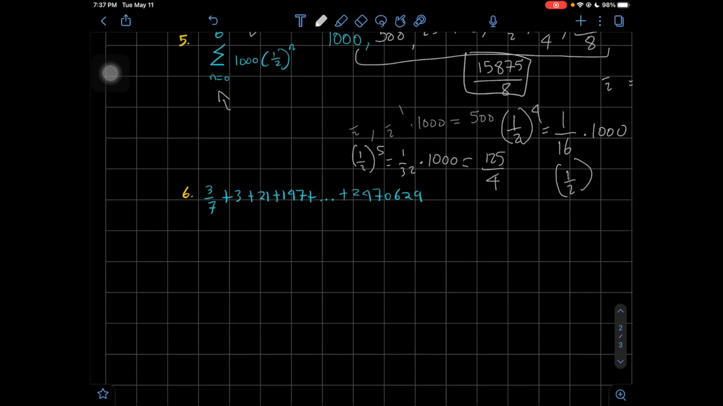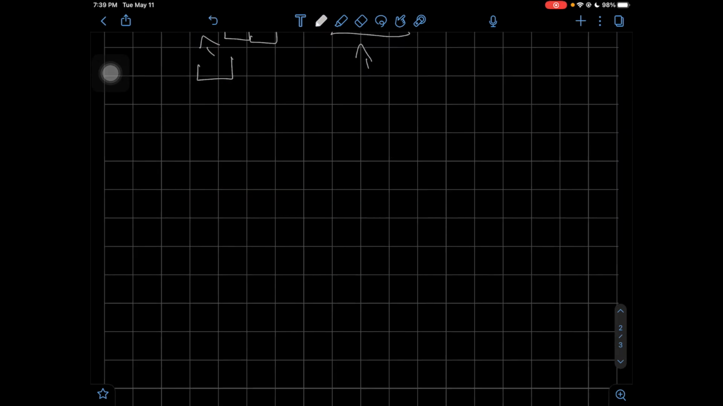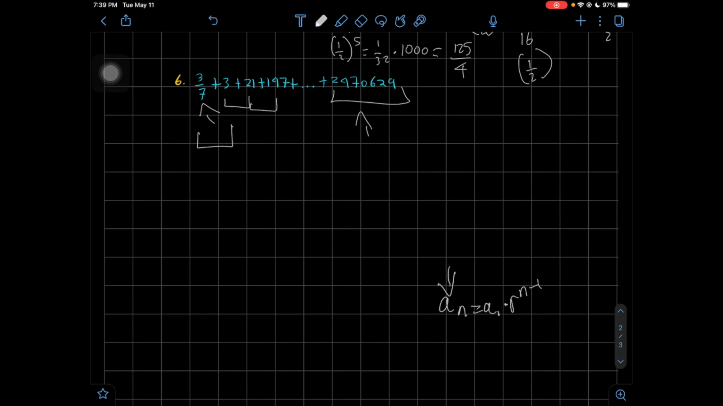Now for number 6, finally, for this type of question, we're going to be using the geometric sequence formula, which is a subscript n equals a1 times r to the power of n minus 1. And then we're going to be using the sum formula for a geometric series. We know that a subscript n equals 2470629. This is the last term right here.